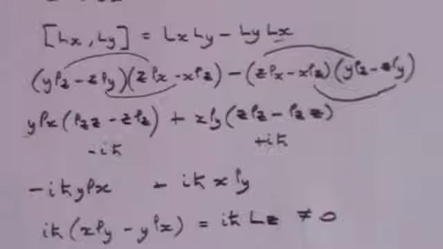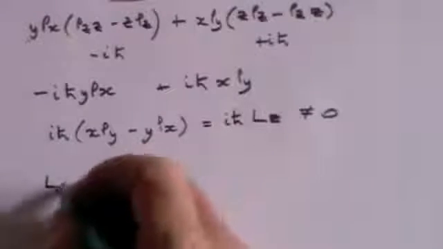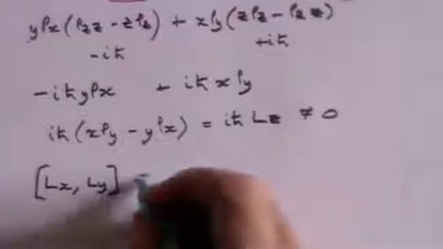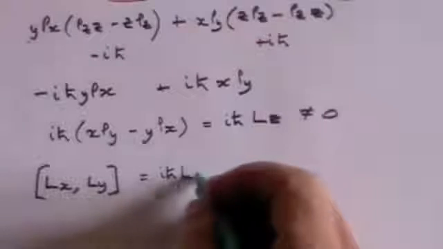Consequently, you cannot measure the angular momentum along the x-axis and the angular momentum along the y-axis at the same time. And just for completeness, let's just write down what the commutators are. Lx, Ly, as we've just shown, is equal to iħ Lz.